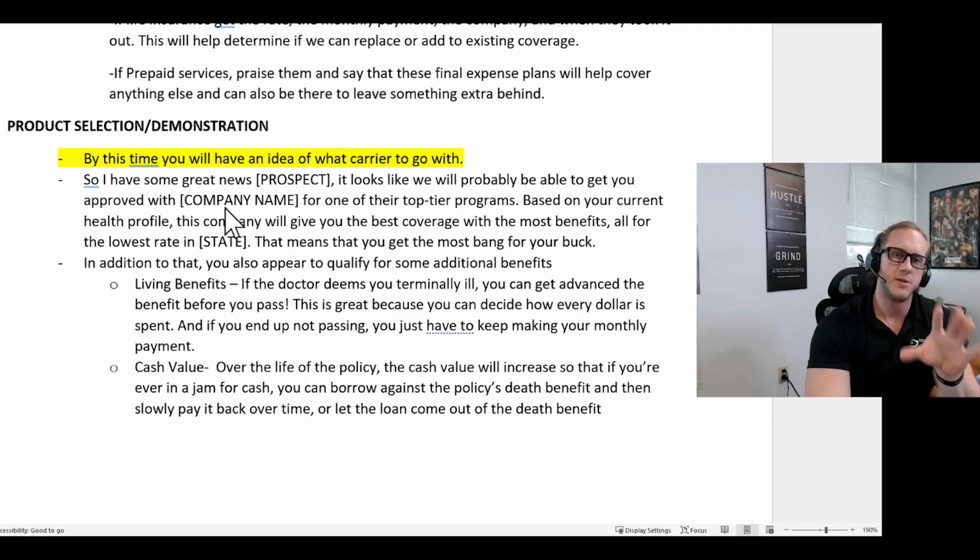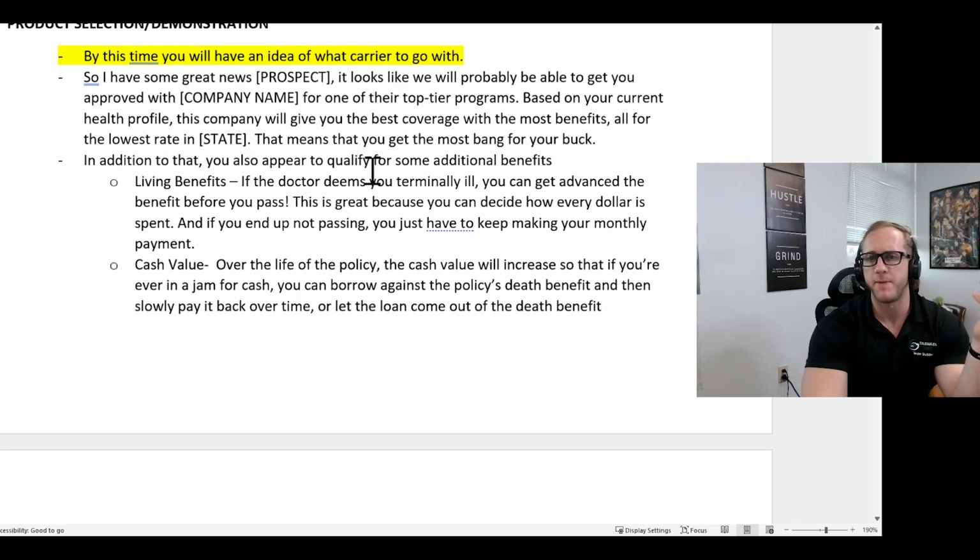So you say, okay, so great. I have some awesome news, Betty. It looks like we'll probably be able to get you approved with whatever company you're going with for one of their top tier programs. And based on your current health profile, this company will give you the best coverage with the most benefits, all for the lowest rate in whatever state Betty lives in. That means you get the most bang for your buck. In addition to that, it appears you qualify for some additional benefits.